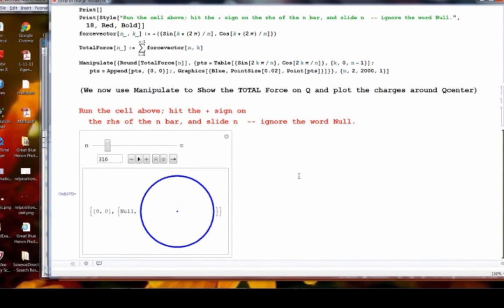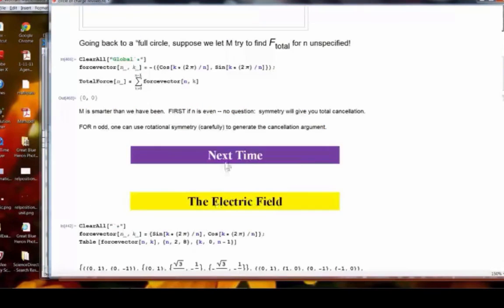The symmetry arguments for both even and odd tell you that you should get 0 force also. And the only reason that it works is because you have symmetry, because you have the spacings all the same. So that's why you have rotational symmetry. But next time we'll pick up on the electric field.